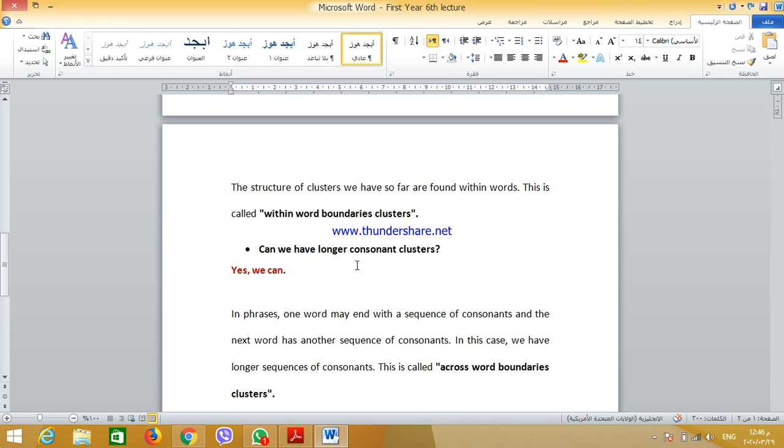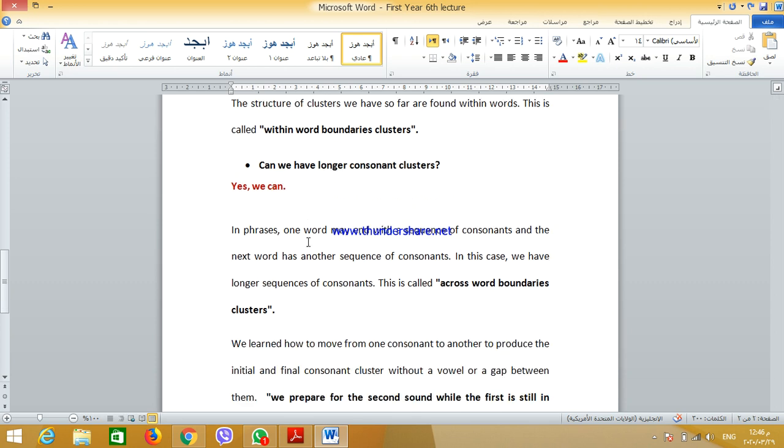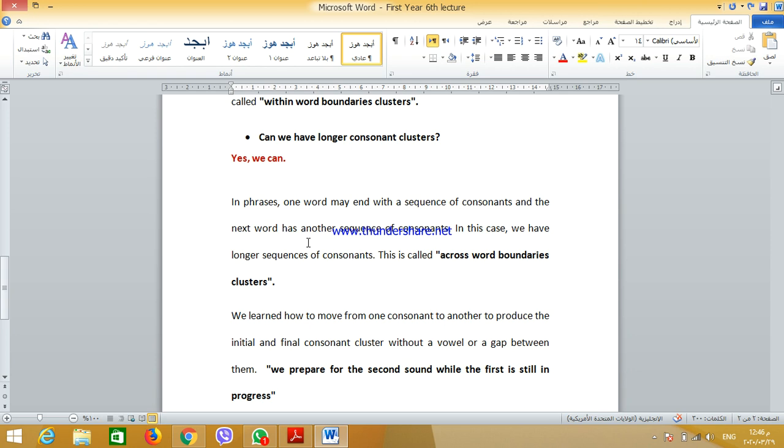But can we have longer consonant clusters across word boundaries? That is, when more than 1 word is involved. This is a question which is very important. Can we have longer consonant clusters? Yes, we can. This is the answer. Now we come to the details.